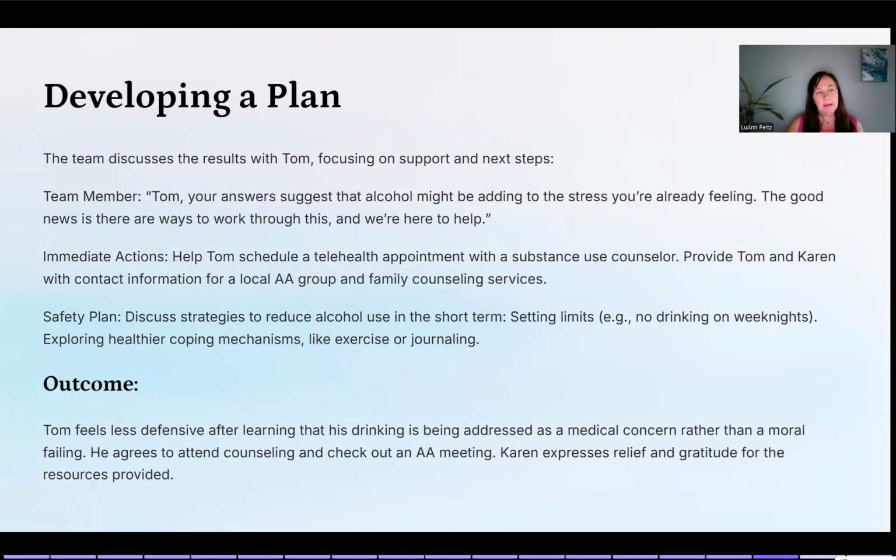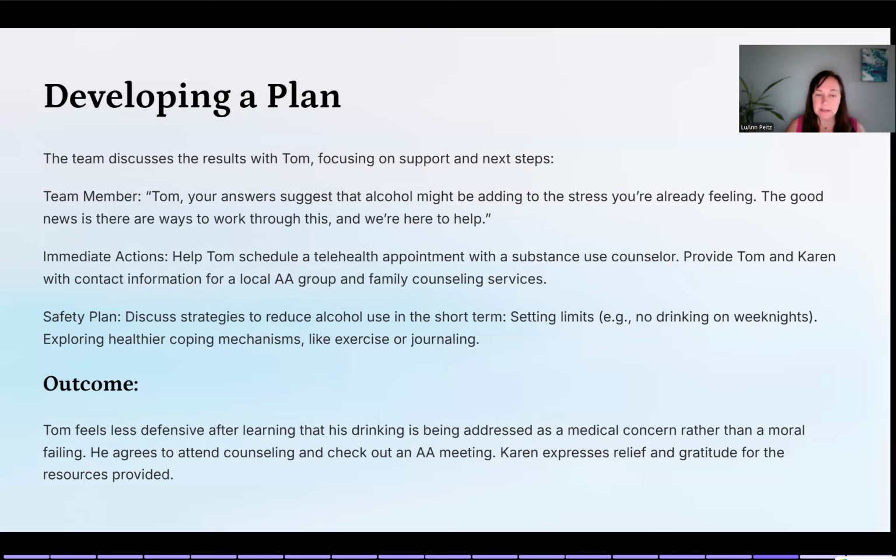So developing a plan. The team discusses the results with Tom, focusing on support and next steps. A team member might say, Tom, your answers suggest that alcohol might be adding to the stress you're already feeling. The good news is there are ways to work through this, and we're here to help. Immediate actions. Help Tom schedule a telehealth appointment with a substance use counselor. Provide Tom and Karen with contact information for a local AA group and family counseling services. Safety plan. Discuss strategies to reduce alcohol use in the short term, like setting limits, no drinking on weekends, or exploring healthier coping mechanisms like exercising or journaling.